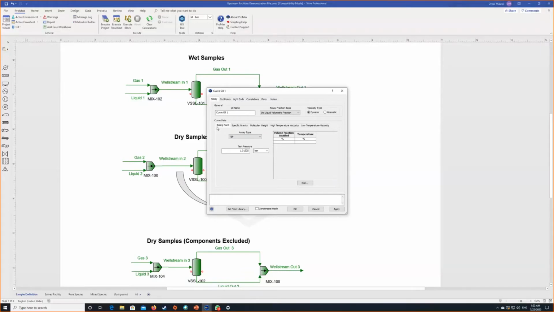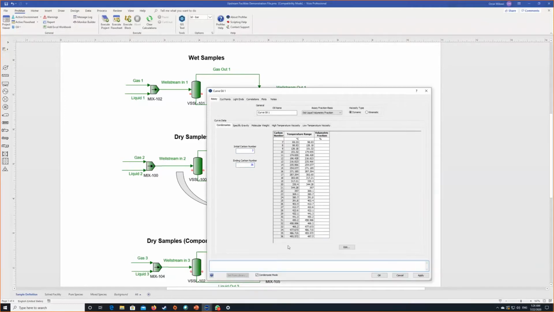Another feature that I would like to share with you guys, and this is useful for some quick oil generation, is condensate mode. Under condensate mode, instead of putting temperature, you would instead put carbon numbers. So if I wanted to say that I had carbon number 7 through 36, it will create a curve from 7 to 36, and all you need to do is put in the associated volume fraction.